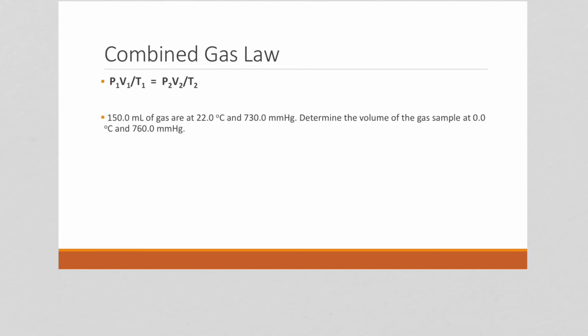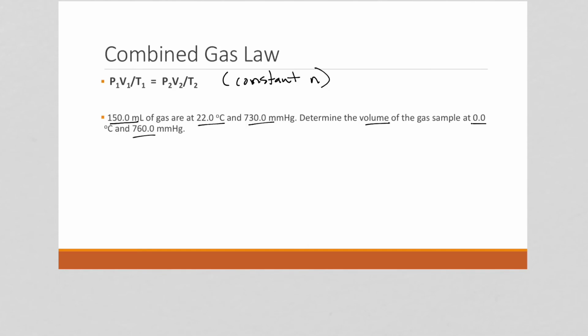And of course, what we are assuming here is that we're not changing the amount of gas. So we're not losing or gaining gas here. But in this way, we can look at the change of multiple variables and see how it affects a third one. So let's say that I have 150 milliliters of gas at 22 Celsius, 730 millimeters of mercury, and I want to know what the volume is at 0 degrees Celsius and 760.